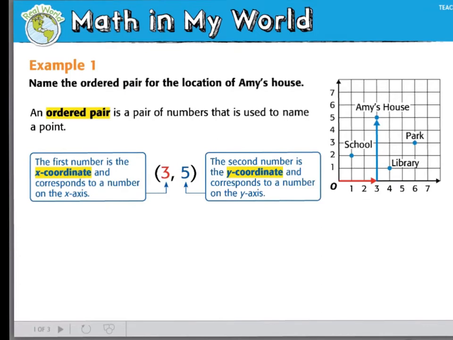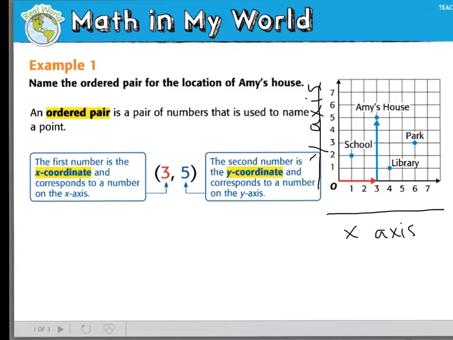Example 1 says to name the ordered pair for the location of Amy's house. An ordered pair is a pair of numbers that's used to name a point on a coordinate grid. Before we can do that, we need to understand some things about a coordinate grid. Down here, the horizontal line is called the x-axis. And here, the vertical line is called the y-axis. And so we have x and y coordinates.